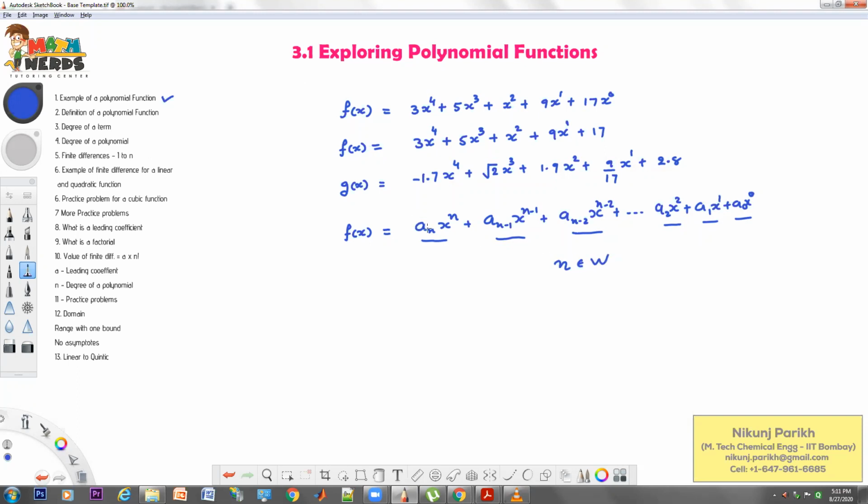But the value of a could be any real numbers. So I can say that a belongs to R. This a could be any a, a_(n-1), etc., any a. So a belongs to R.